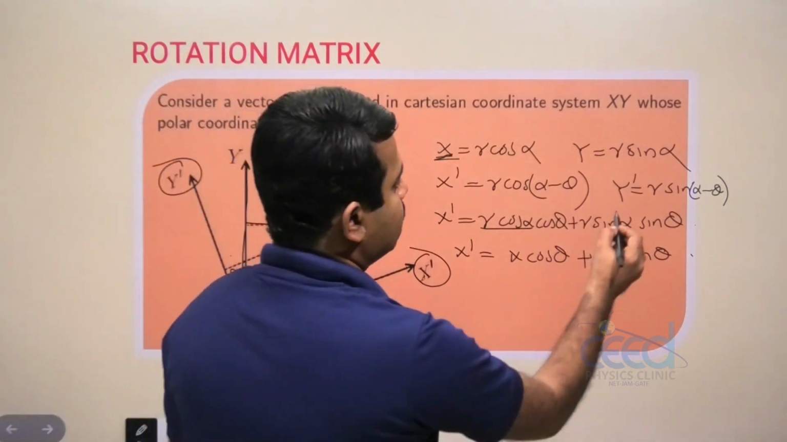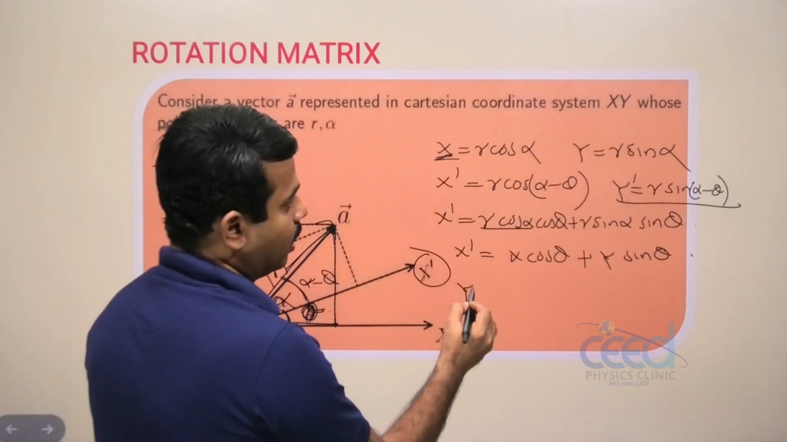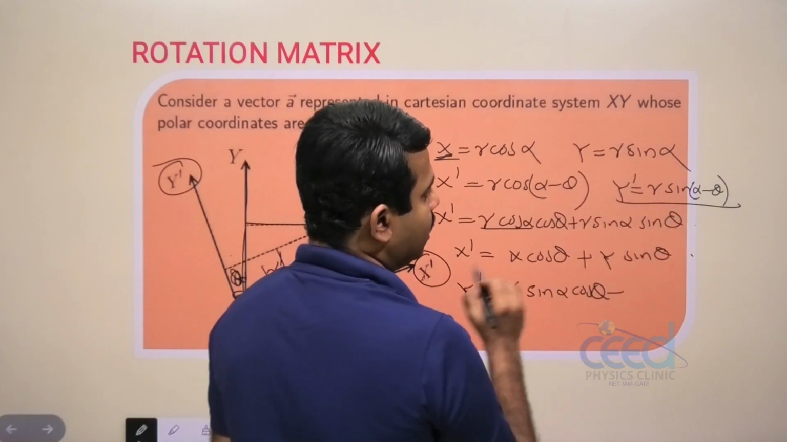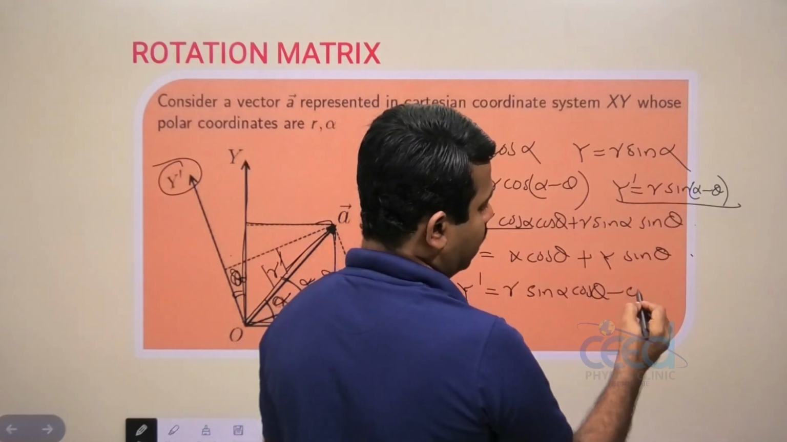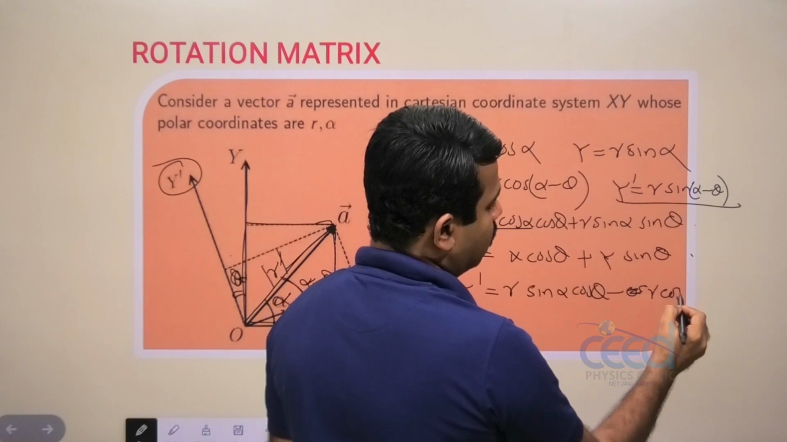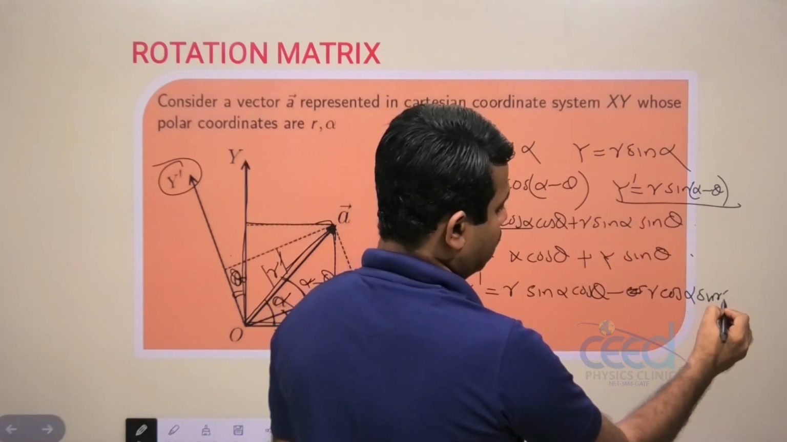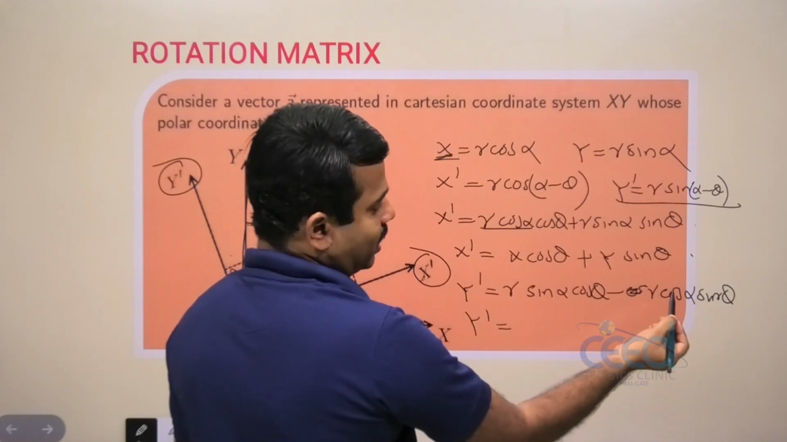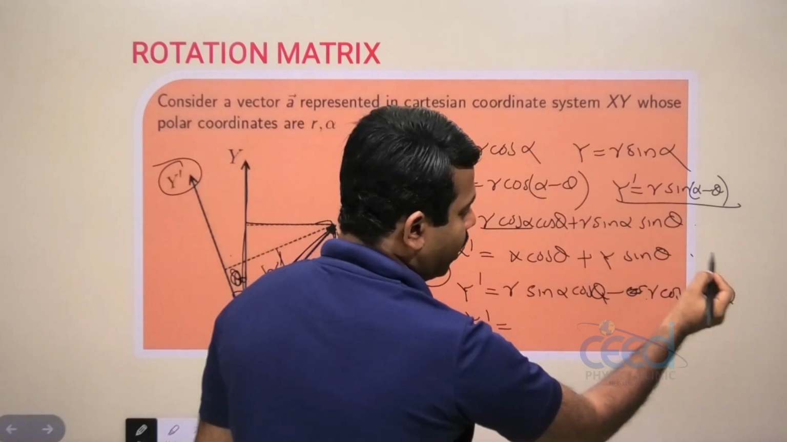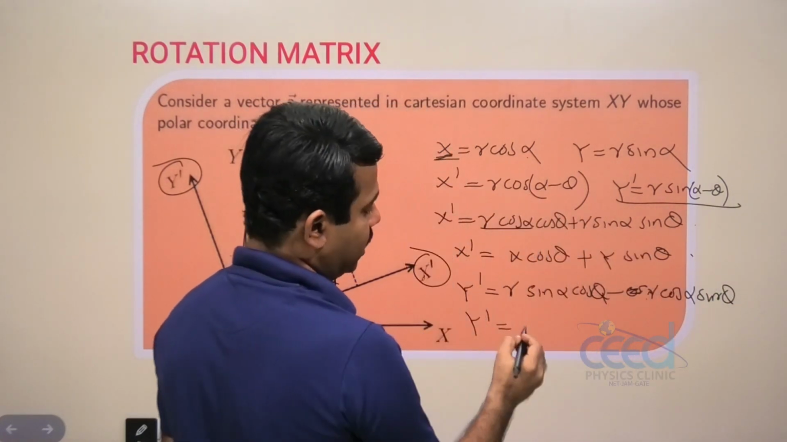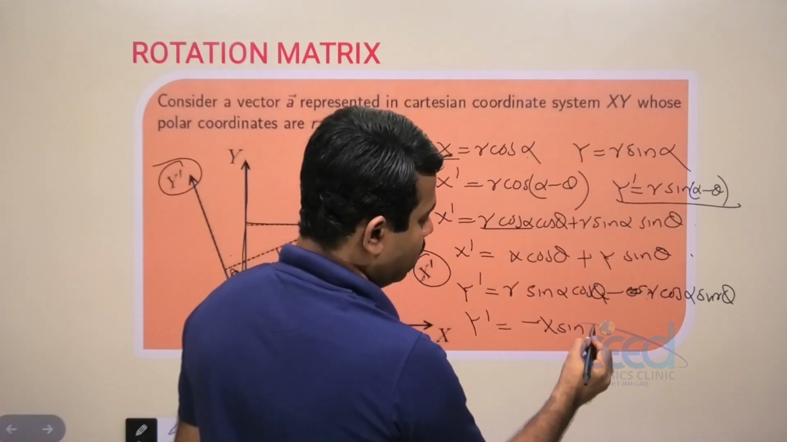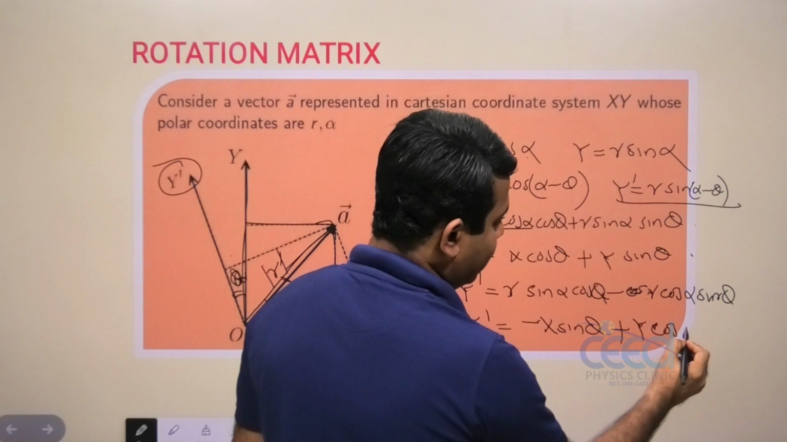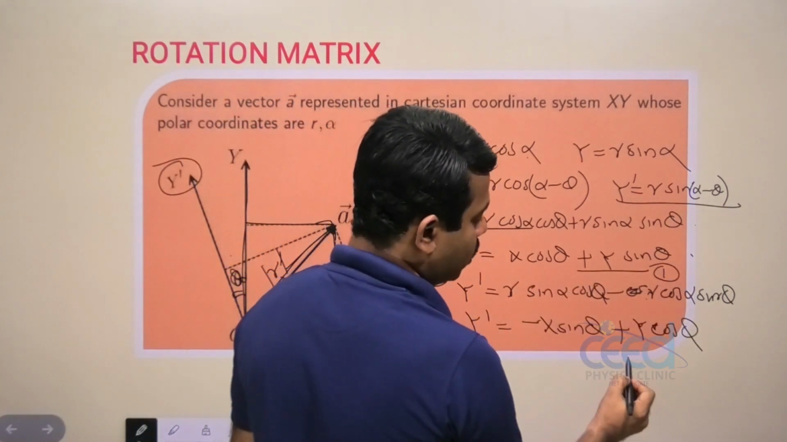Now regarding the other equation, how do we expand it? Y dash is equal to r sin alpha cos theta. Sin of A minus B is sin A cos B minus cos A sin B, so minus r cos alpha sin theta. Now what is y dash? R sin alpha is y only, and r cos alpha is x. So minus x sin theta, plus the second term, r sin alpha, again y, so y cos theta. So this is equation 1, this is equation 2.